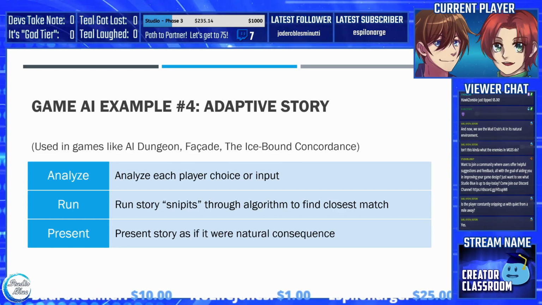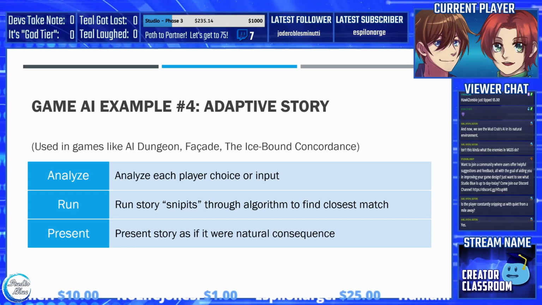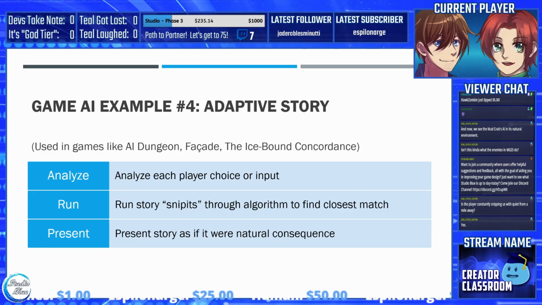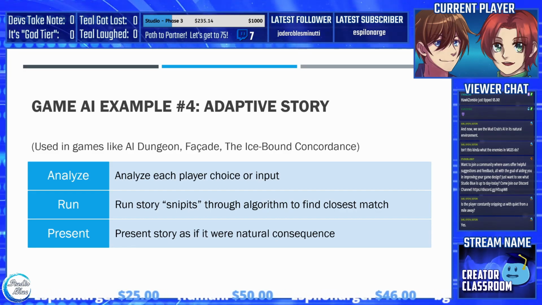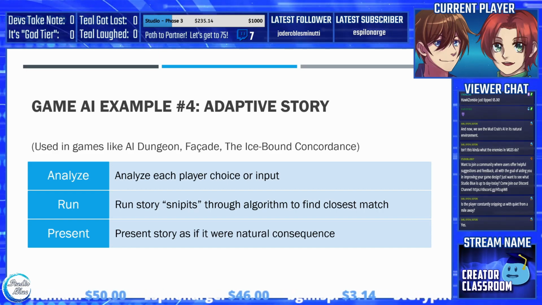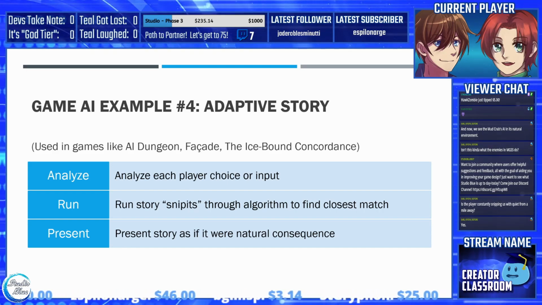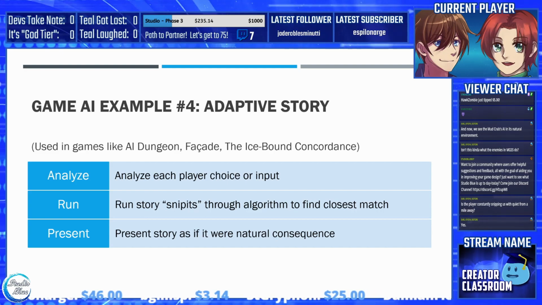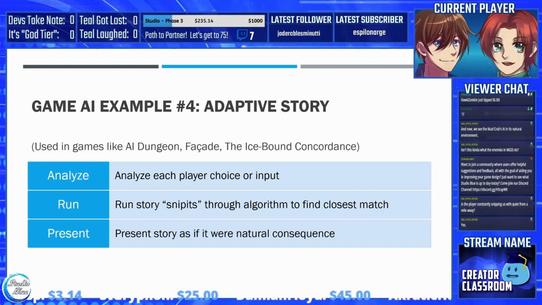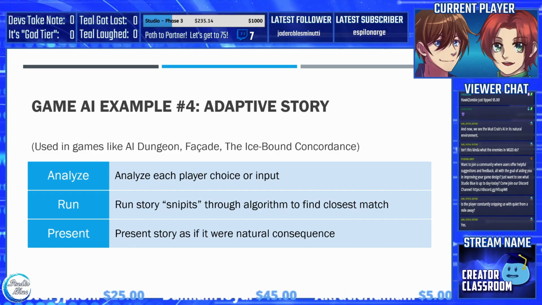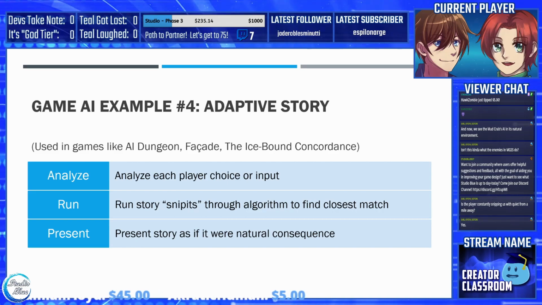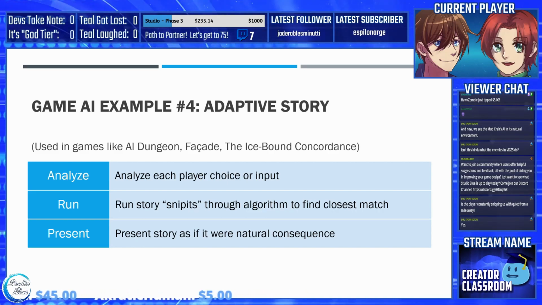What an adaptive story does is it analyzes your choices as you're going through a story. Think of a choose your own adventure, or a Zork game, or in the case of Facade, what you say to the two people in the apartment. I keep saying these kinds of things to the man, but these kinds of things to the woman, and it's analyzing and pulling in that data. Then it will run these little story snippets through the algorithm to find the closest match.